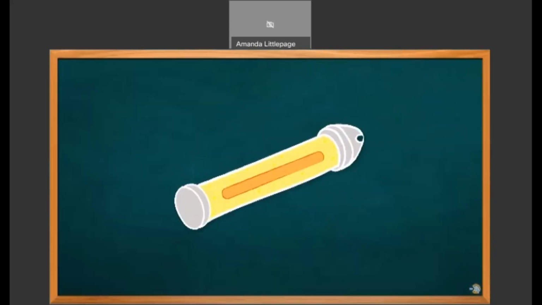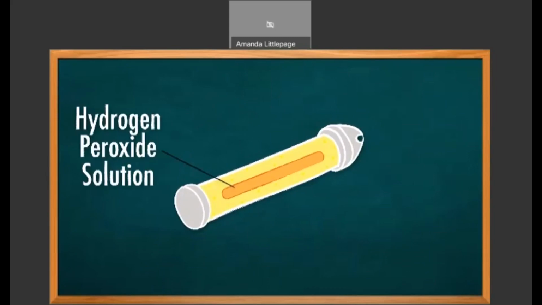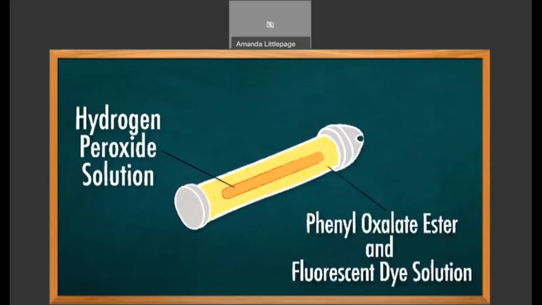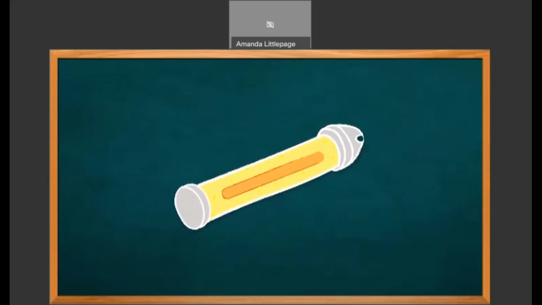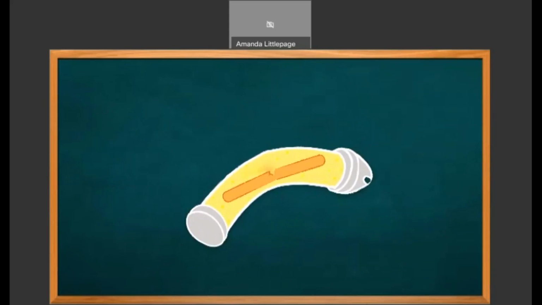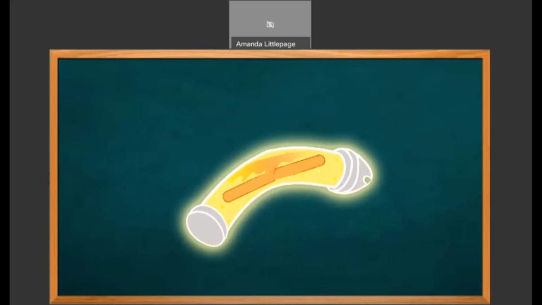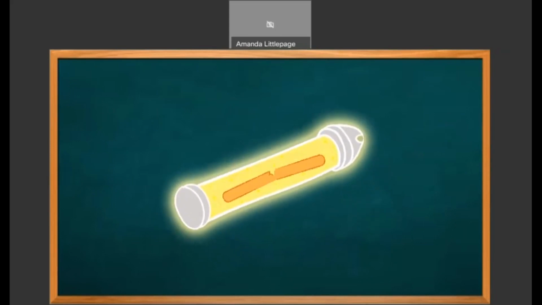If you look inside a glow stick, you'll see that there's a small glass vial in the tube. This vial typically contains a hydrogen peroxide solution called the activator. It's floating in a solution containing a compound called phenyl oxalate ester and a fluorescent dye. When you snap a glow stick, the vial breaks, and the hydrogen peroxide reacts with the phenyl oxalate ester, creating 2 other compounds, phenol and peroxy acid ester.